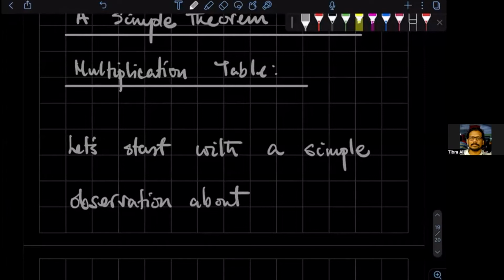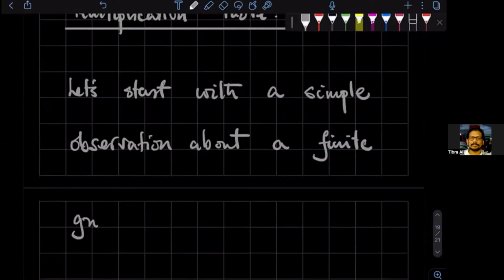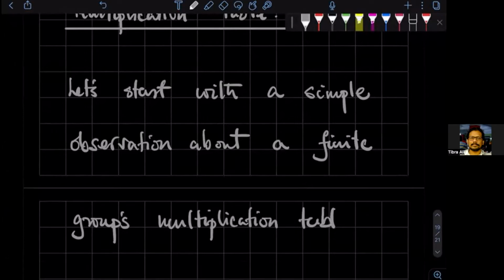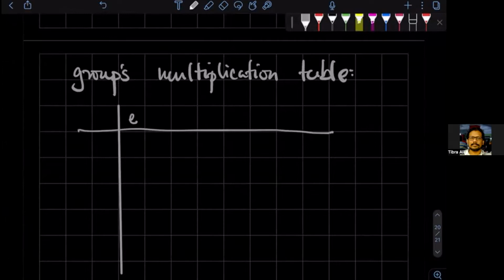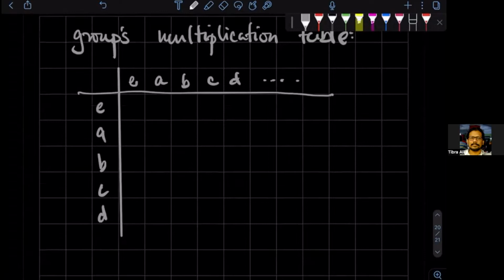About a finite group, finite groups, multiplication table. So what do I mean by that? If I have a multiplication table like this, we have E, A, B, C, D, dot, dot, dot, across the top and down the side.